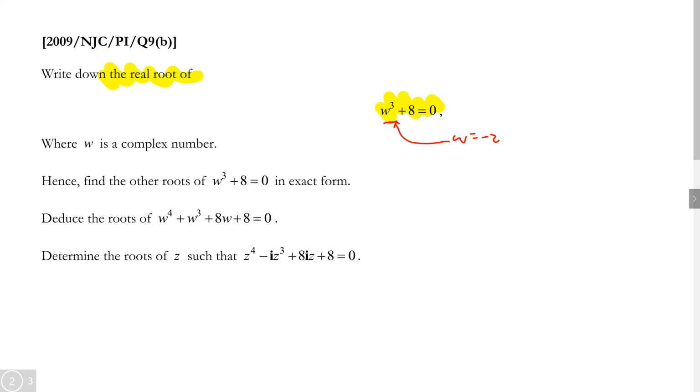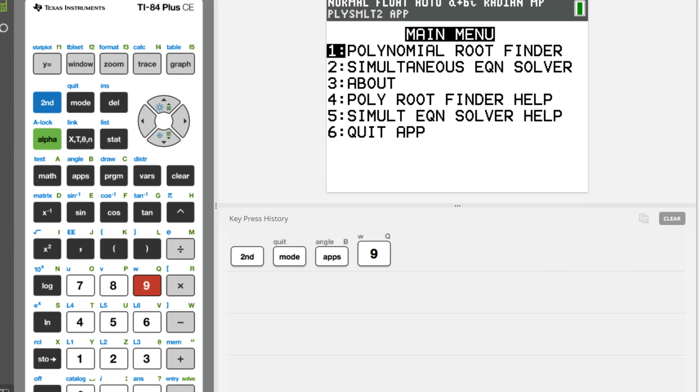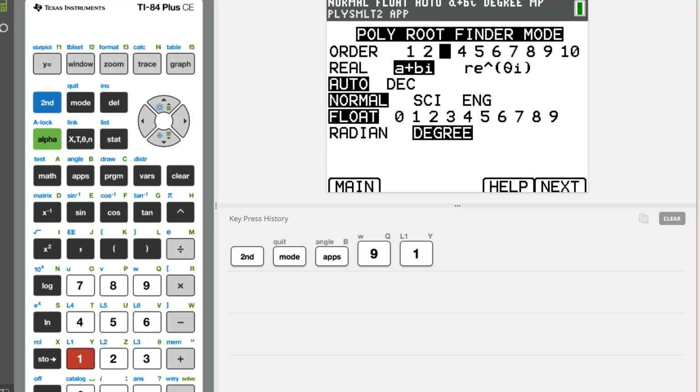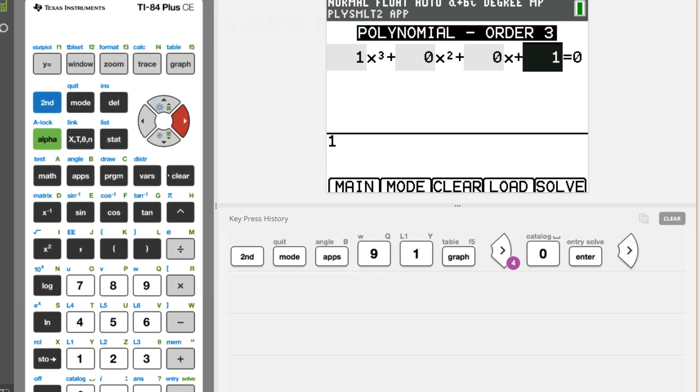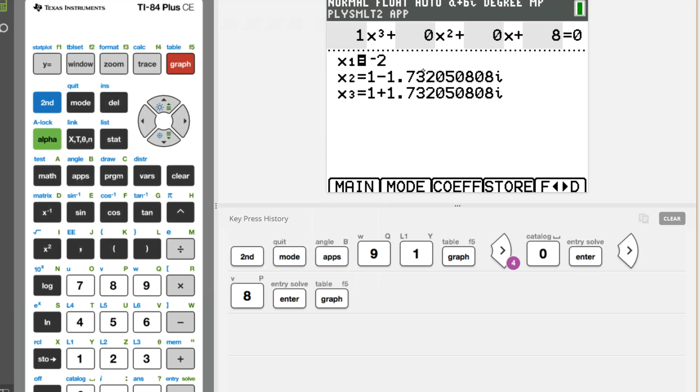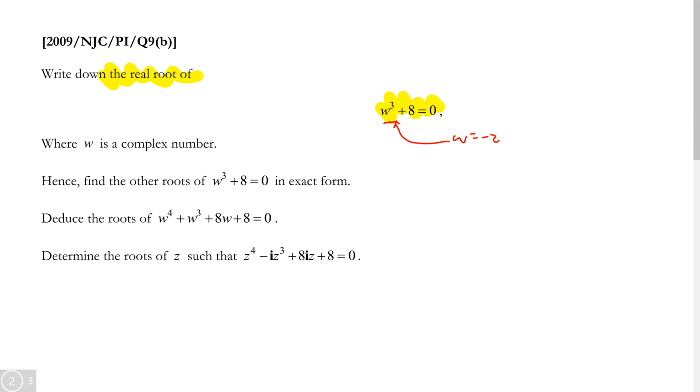All right, so let me just get my GC out. So poly root finder, we get degree of 3, and basically it's just 1, 0, 0, 8. And you definitely will be able to see -2. Oh, -2. Did I write -2? Yes, w is -2 as a root. So this is a real root.